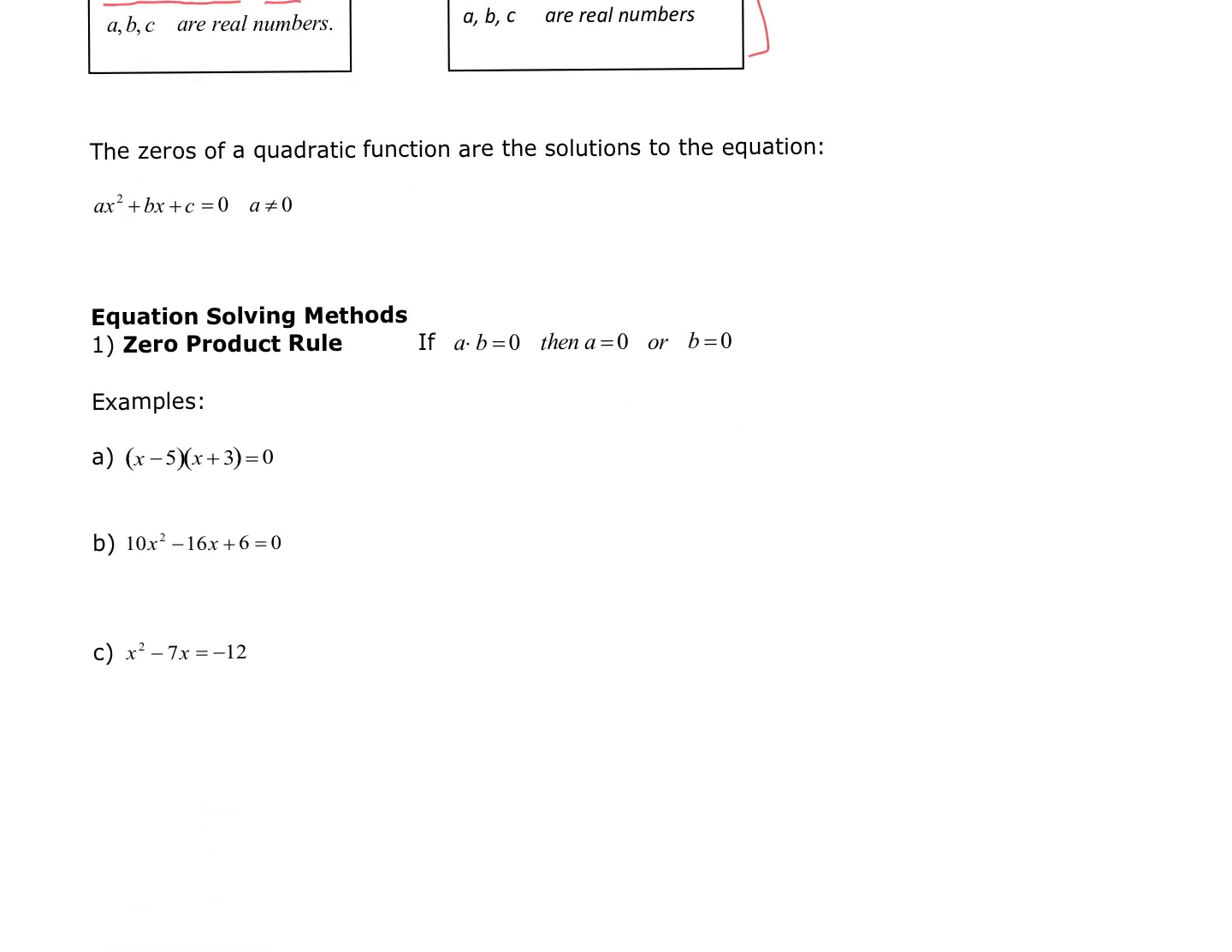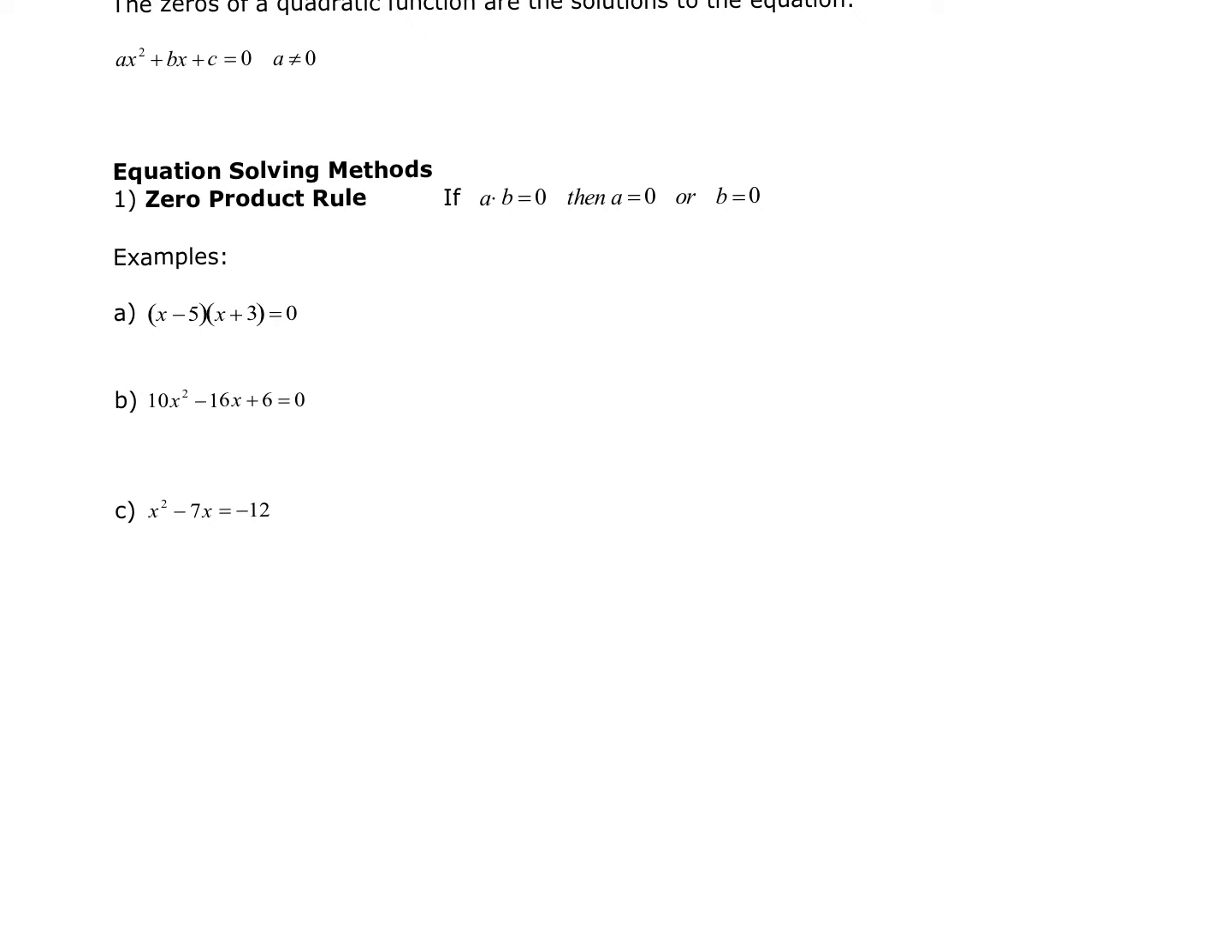So, first of all, to solve, the most important and powerful tool that we have is what's called the zero product rule. And it says if a times b equals 0, then either a is 0 or b is 0. And that's really powerful because if two things multiply to 0, one of them has to be 0. So what we're saying is if you multiply two things together and you get 0, one of those has to be 0.